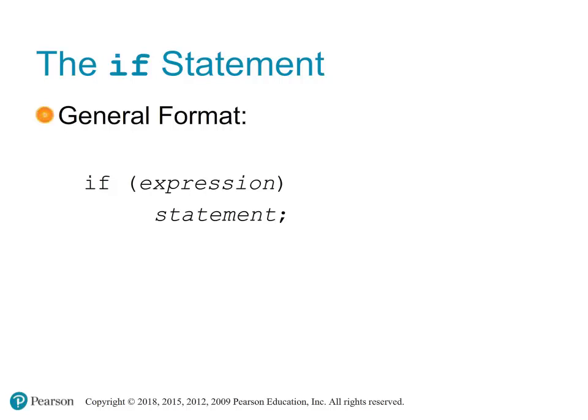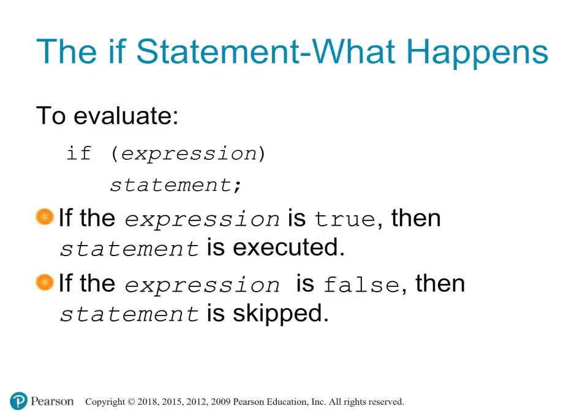The expression inside parentheses must evaluate to a Boolean value. For example, x greater than y, is raining, or is valid, etc. So if the expression evaluates to true, the statement is executed. If the expression evaluates to false, the statement is skipped. This is useful for making decisions in your code. For example, checking user input, validating data, or controlling program flow.